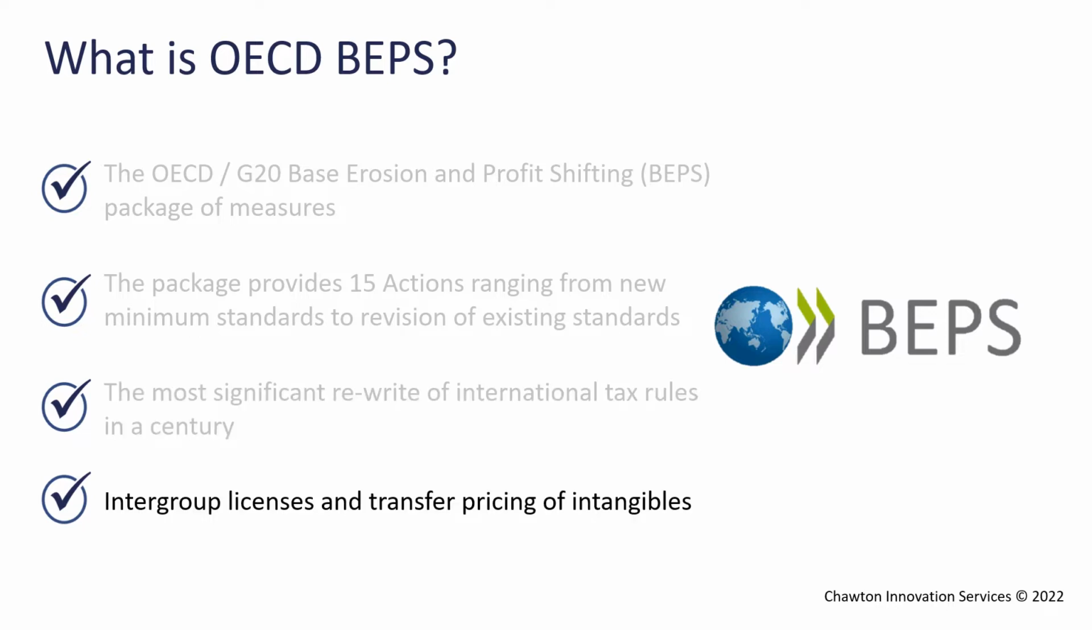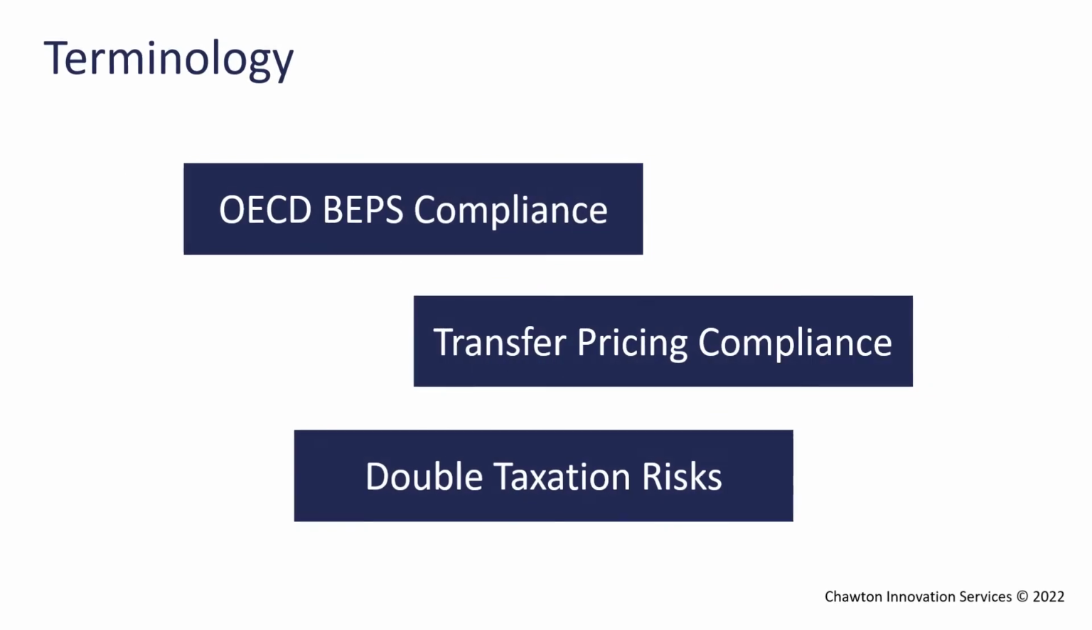Simply put, more and more tax authorities now view OECD BEPS as their Bible when it comes to intergroup licenses and transfer pricing of intangibles between group members. Although I use the term OECD BEPS compliance throughout this short video, please be aware that others may use alternative terms, such as transfer pricing compliance or double taxation risks.